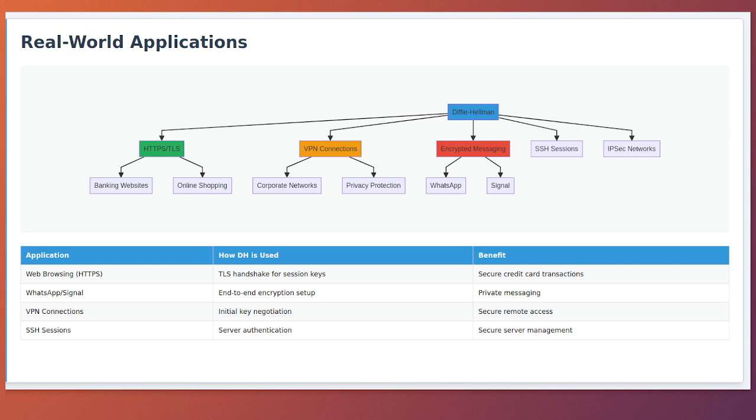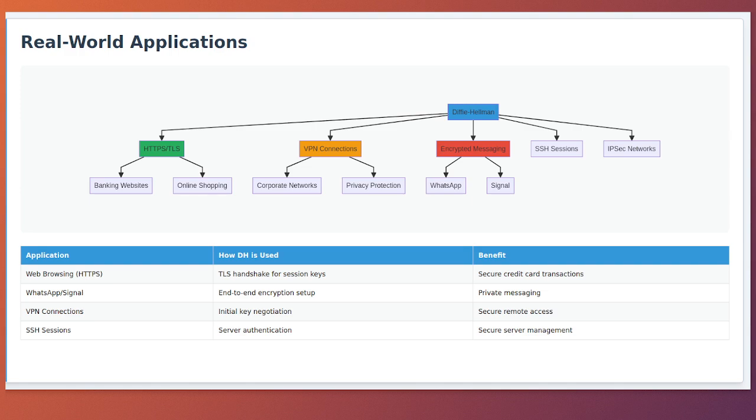IPsec and network security. Many corporate networks use IPsec for secure communication between offices. The Internet Key Exchange (IKE) protocol, which sets up IPsec connections, relies heavily on Diffie-Hellman for its key negotiation.